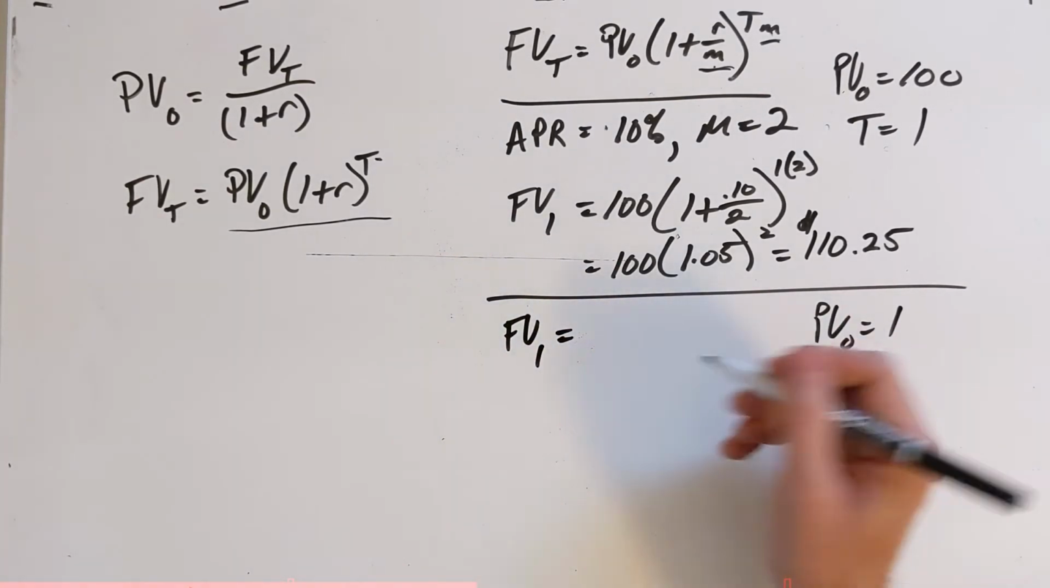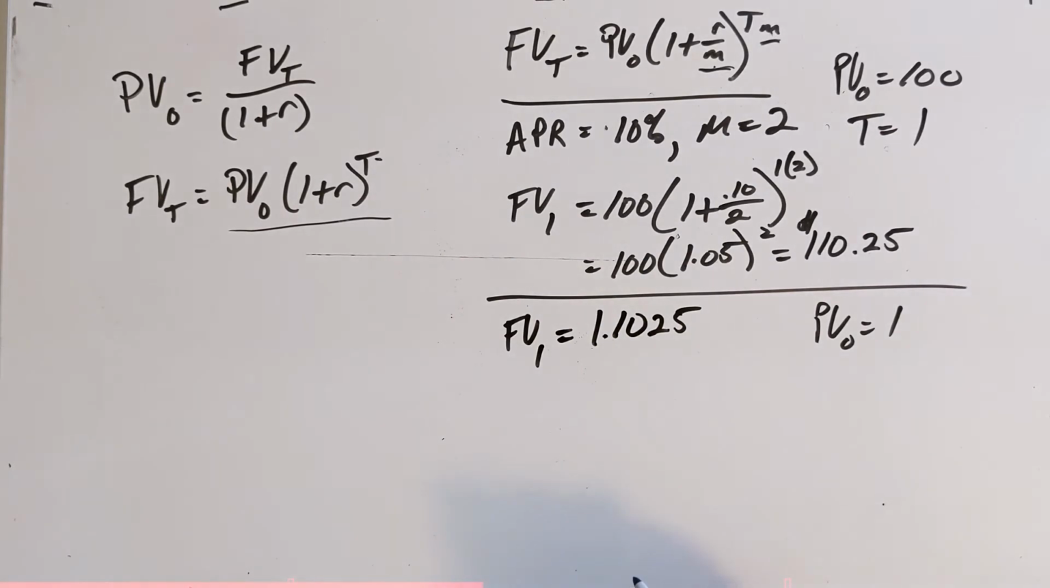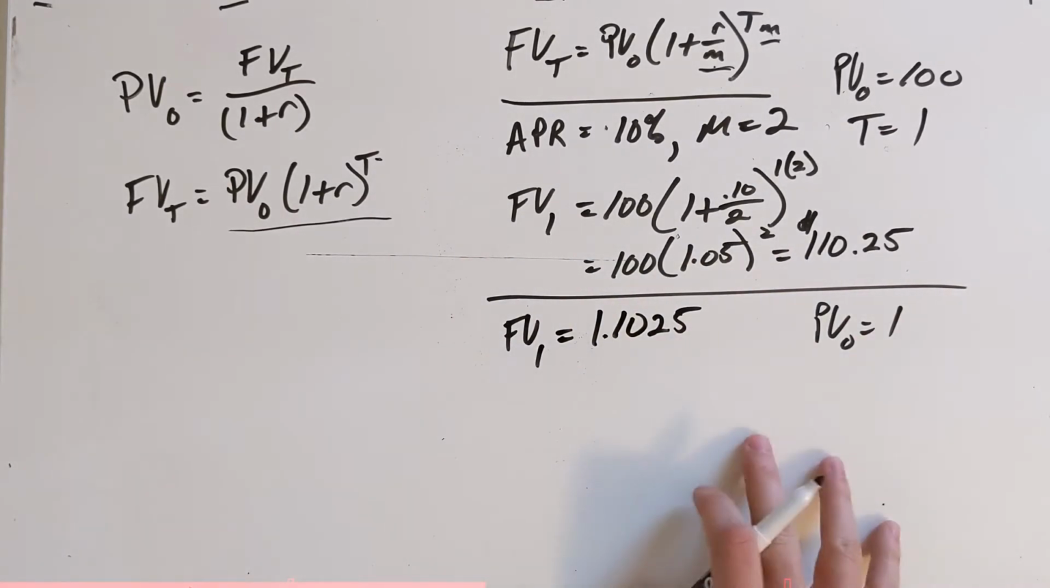Now, if you did this with a $1 investment, and that's the only thing that we changed, the future value would be equal to 1.1025. Okay, and I'll leave that to you to check that math.